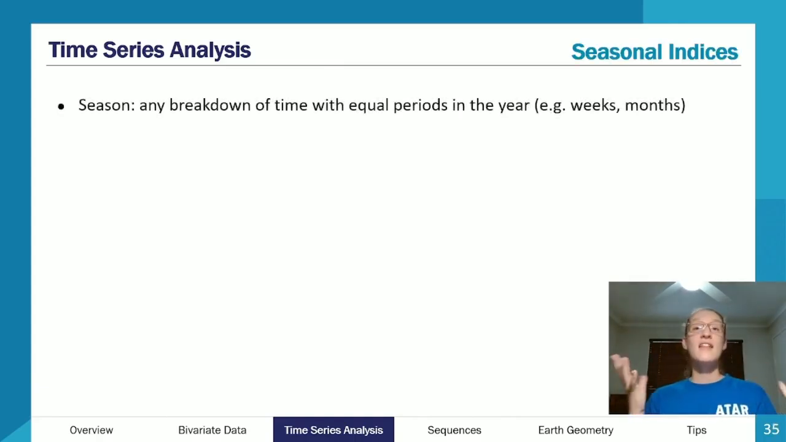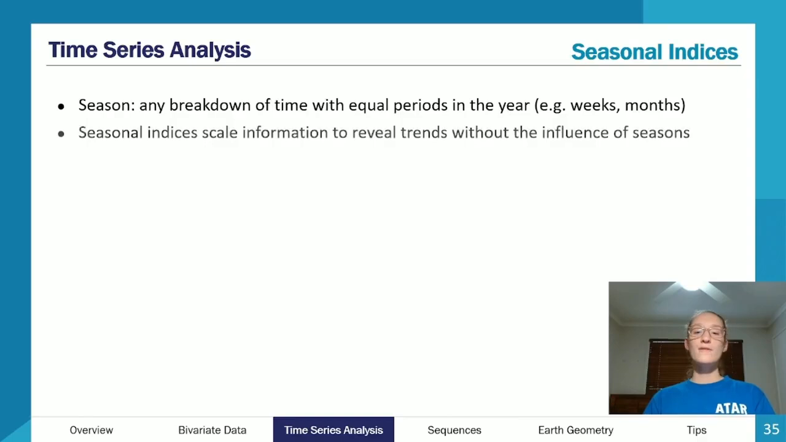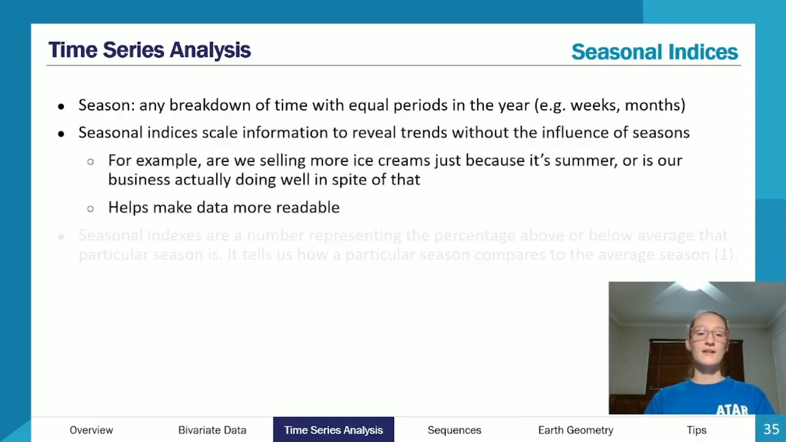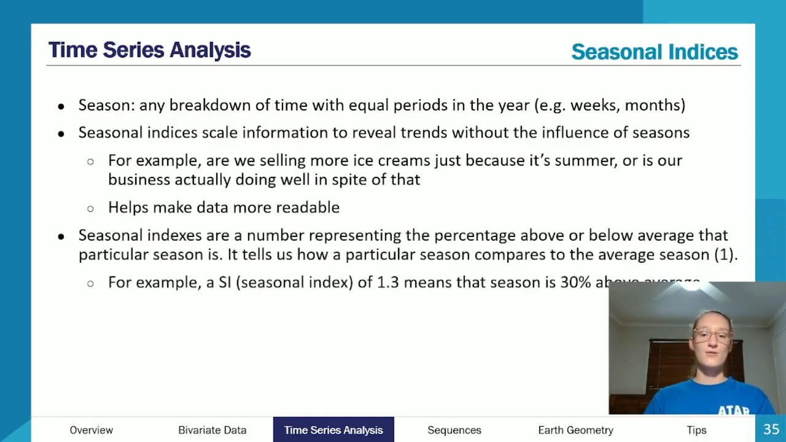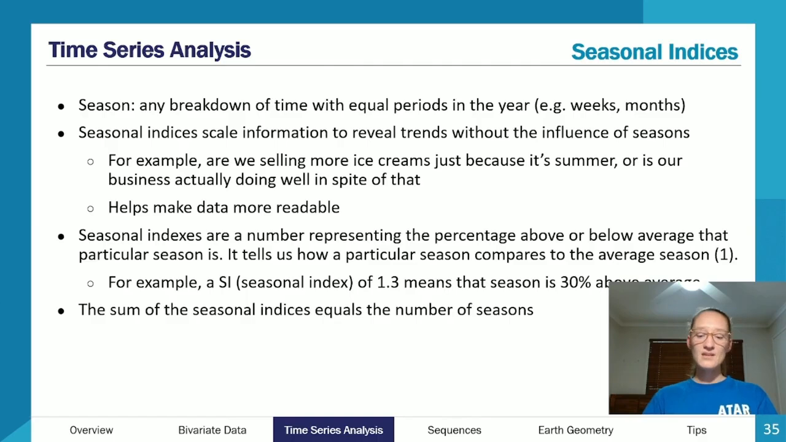So that was removing the impact of irregular fluctuations. But if we want to remove the impact of seasonality, this is where deseasonalizing data comes in. And how we do that is with seasonal indices. We won't focus on that too much here because I would like to focus more on sequences.